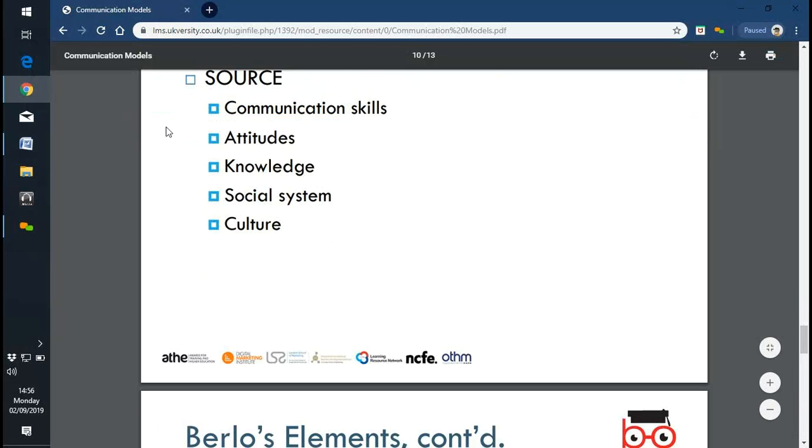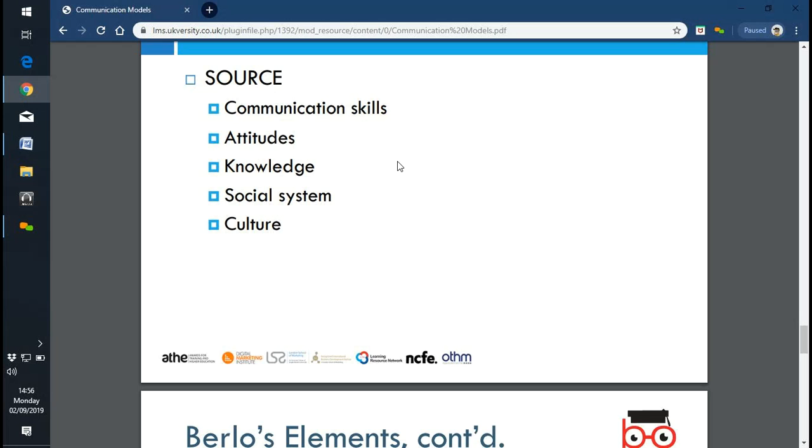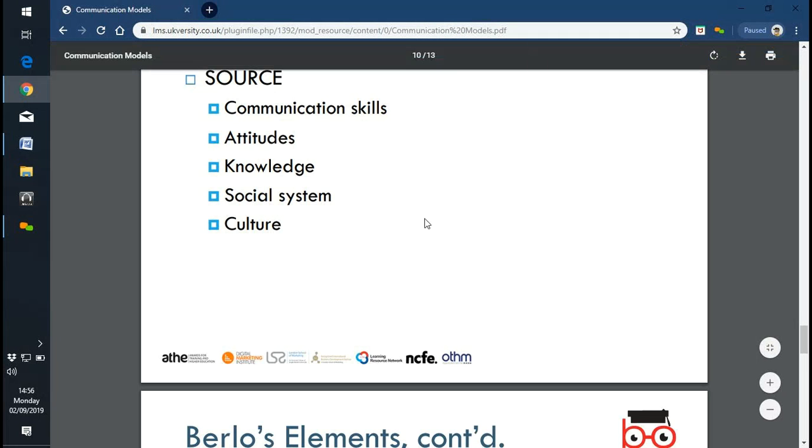So the source is communication skills. It can be attitudes to that. Some people don't like to use email because they're not good with computers and they're frightened of making a mistake. Knowledge, or not understanding the other person. In some areas, a social system: why am I talking to this person? That wouldn't happen in the UK, hopefully, but it can happen. And the culture involved.